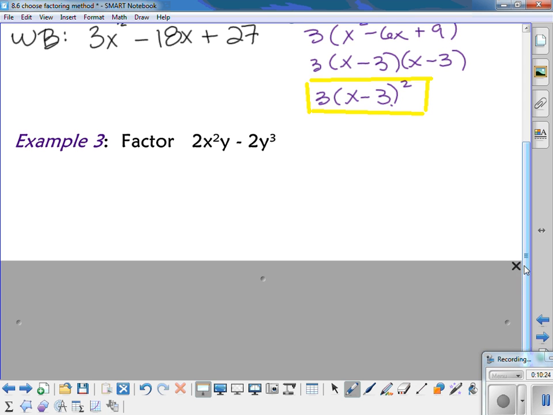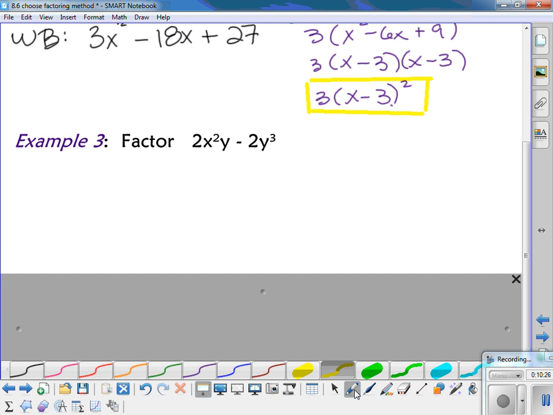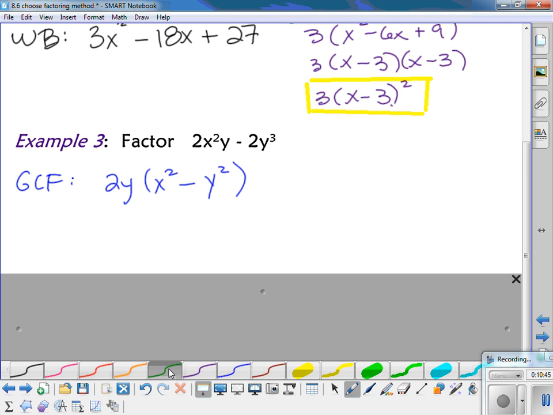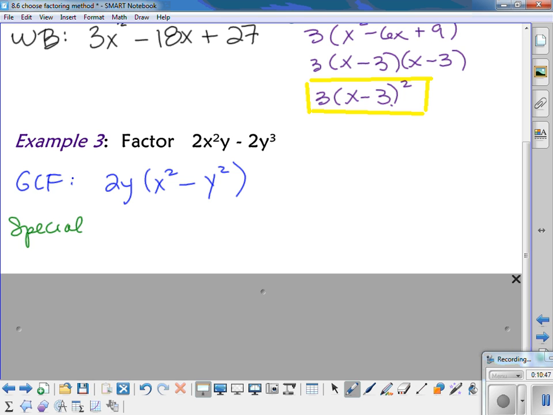All right, let's take a look at this one. Do I have a GCF? Yes, I do. What's my GCF? 2y. So I take out a 2y. Now I'm left with, let's see here, x squared minus y squared, right? So do I have a special product there inside the parentheses? What do you think? Yes or no? Is that one of our special products? Is it either a perfect square trinomial or the difference of squares?